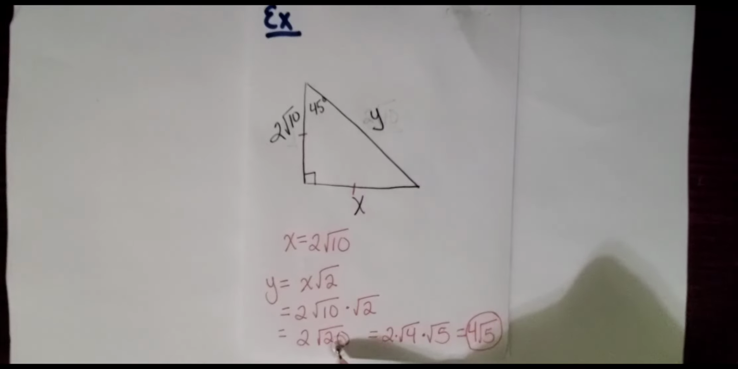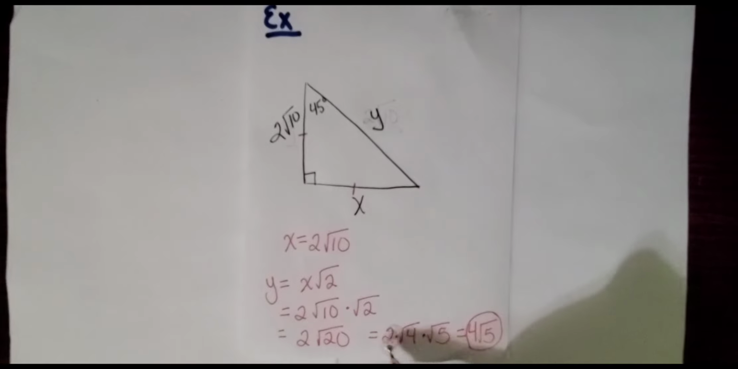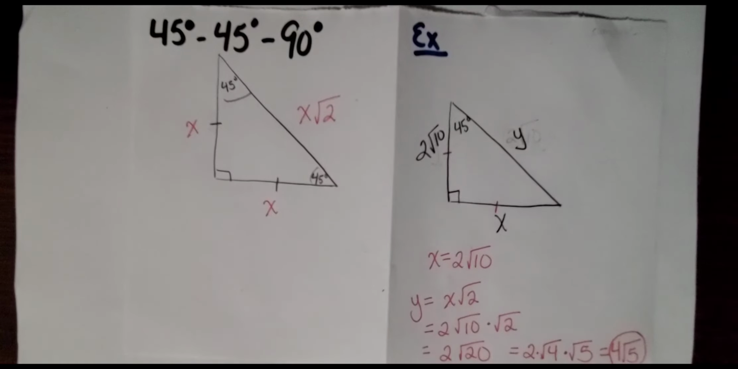Again, we want to leave our answer in simplest radical form. And in simplest radical form, 20, the largest perfect square that can divide into 20 is 4. So this becomes 2 times radical 4 times radical 5, because 4 times 5 gives us 20. Radical 4 is equal to 2. So this becomes 2 times 2, which is 4, times our remaining radical 5. Now take a moment and go to the worksheet and complete questions 3, 4, and 5.